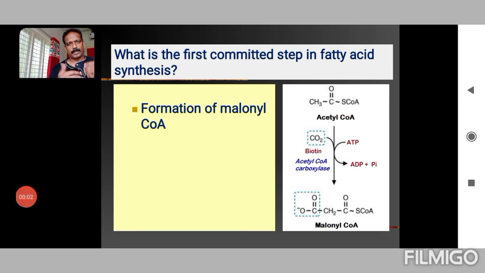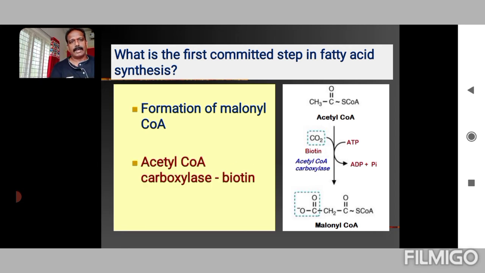Now we actually move on to the process of fatty acid synthesis, and the first committed step is shown here. This is the conversion of acetyl-CoA, the 2 carbon acetyl group attached to CoA, to malonyl-CoA, the 3 carbon malonyl group. This is undertaken by the enzyme acetyl-CoA carboxylase, which requires 3 things. Since this is a carboxylation step, carbon dioxide is provided. Energy is provided in the form of ATP, and the coenzyme biotin is also needed for this enzyme.